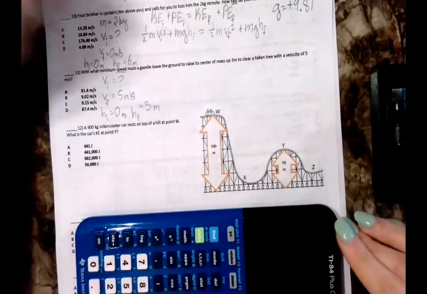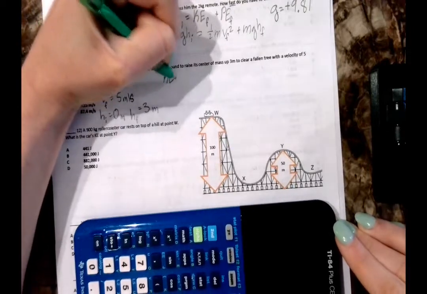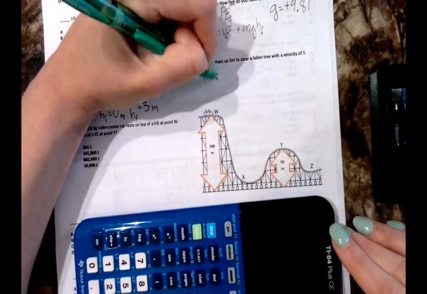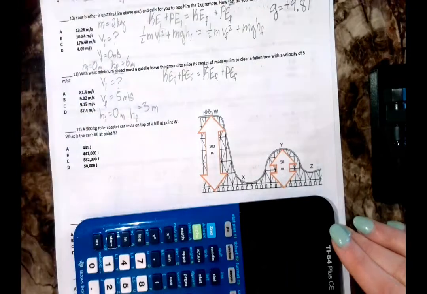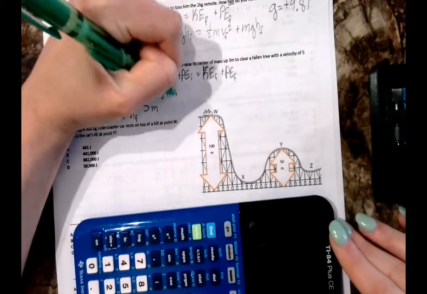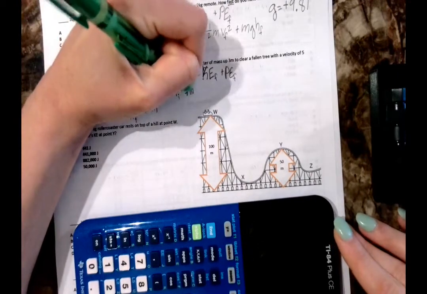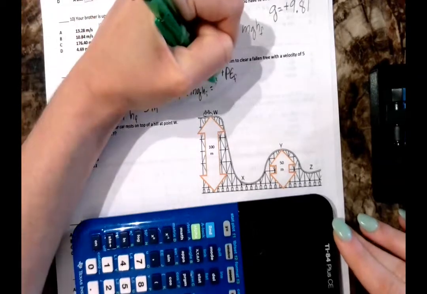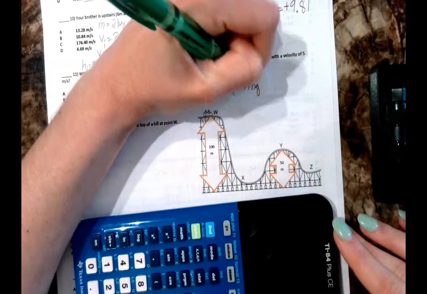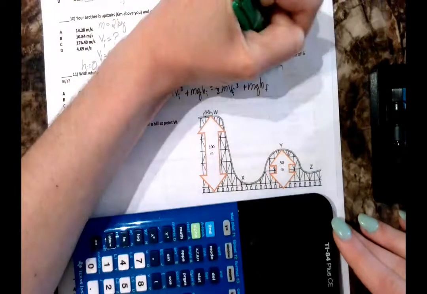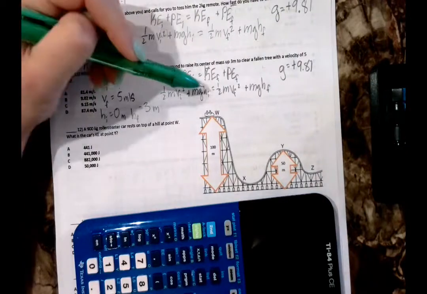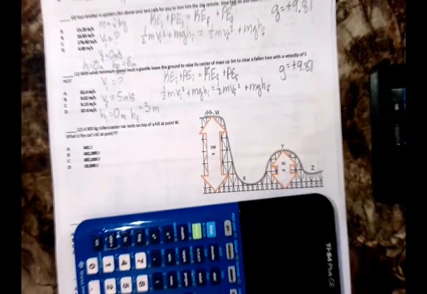So we're going to start with that same formula from problem number 10, where we've got KEI plus PEI equals KEF plus PEF. Let's plug in the bits and pieces for each of those formulas. We've got 1/2 mvi squared plus mghi equals 1/2 mvf squared plus mghf. Remember, G is positive 9.81. So we want this piece, we know this piece, and this piece, but we don't know M.